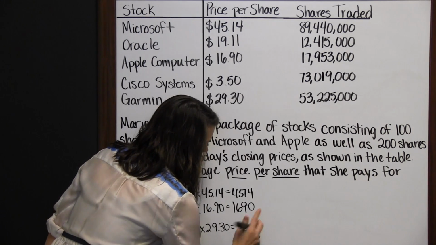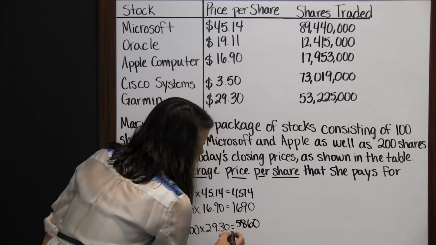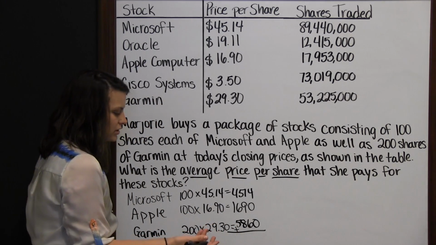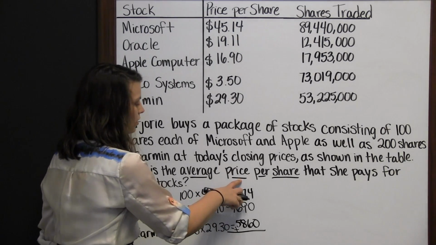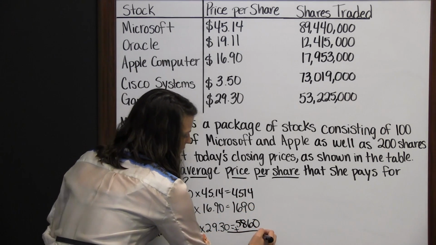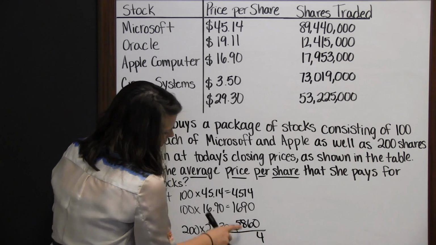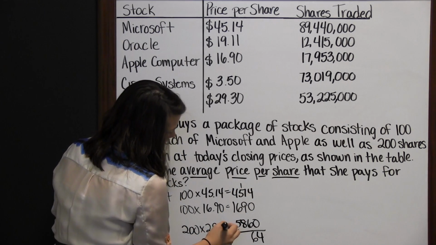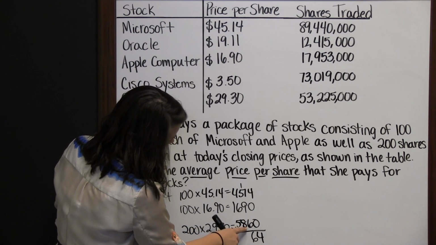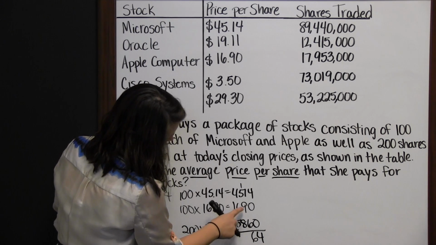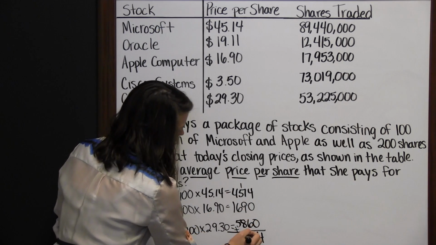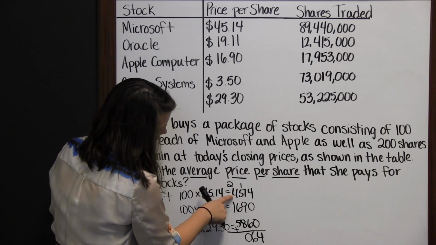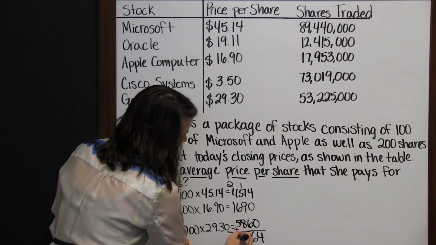I'm just going to move this up a little so I have some more room. So I'm going to add these 3 costs together to find my total cost, or my total price. So 4 plus 0 is 4. 1 plus 9 is 10, plus 6 is 16. And then we have 8 plus 6 is 14, plus 5 is 19, plus 1 is 20. 5 plus 1 is 6, plus 4 is 10, plus 2 is 12.